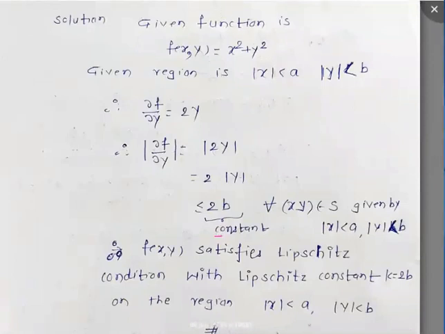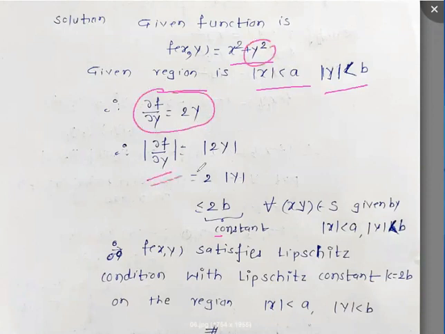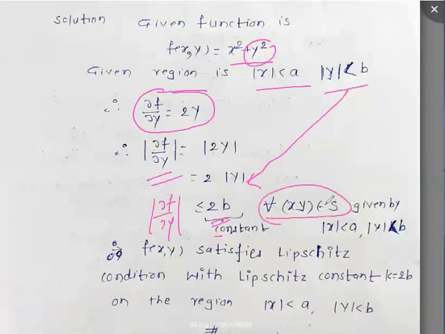So given function is f of x y equal to x square plus y square. Given region is mod x less than a, mod y less than b. Find out partial derivative with respect to y. It is twice y. Take its modulus. So it is mod of 2y. 2 is positive, so it is 2 into mod y. And mod y is less than b. So we get twice b. So this partial derivative, its modulus is less than twice b for all points x, y in this region.